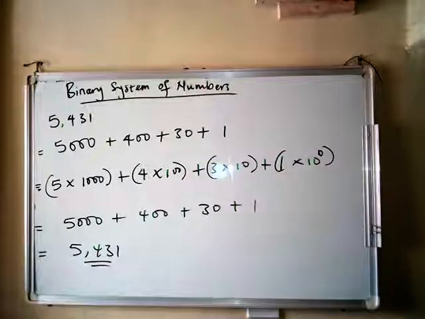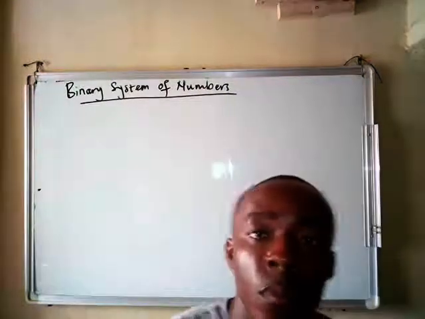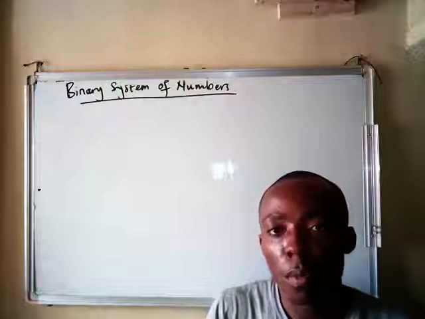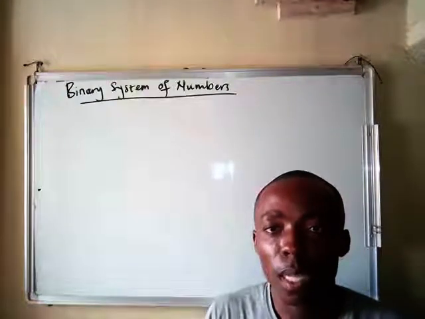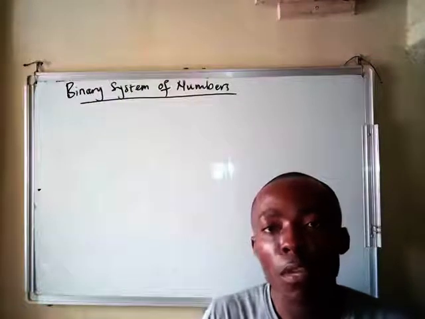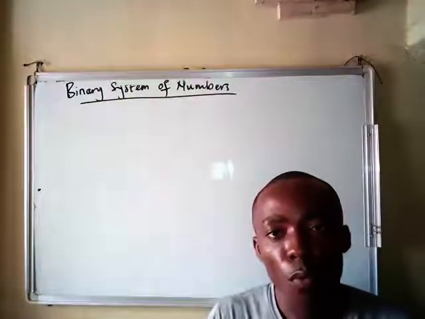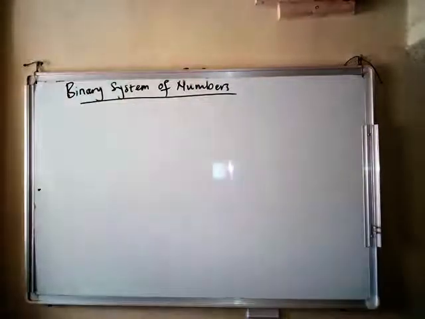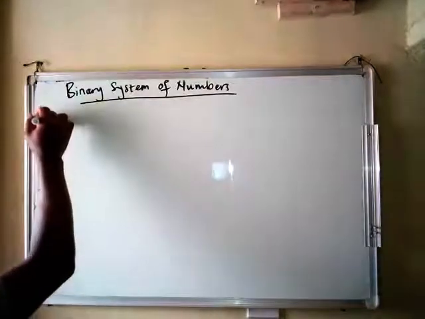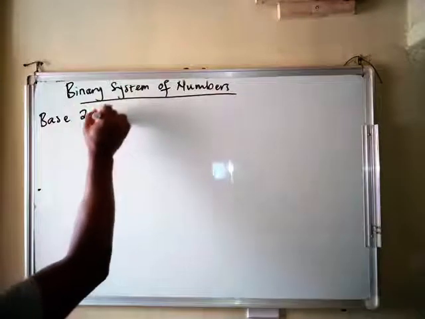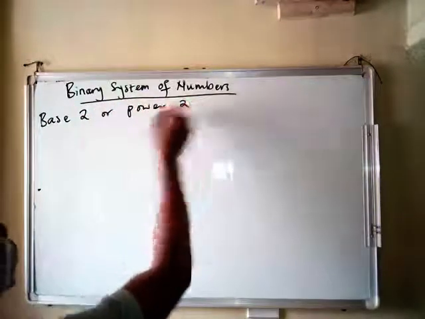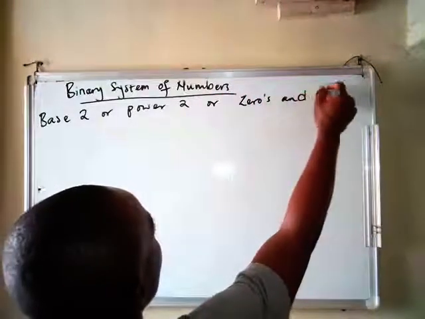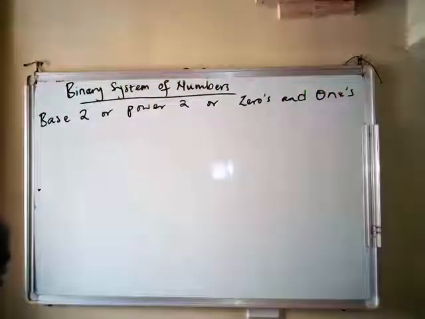So now 5 times 1000 plus 4 times 100 plus 3 times 10 plus 1 times 10 raised to power 0, or just say 1. So you see that you still get the same 5,000 plus 400 plus 30 plus 1, which will still give you 5431, because we are dealing with powers of 10.